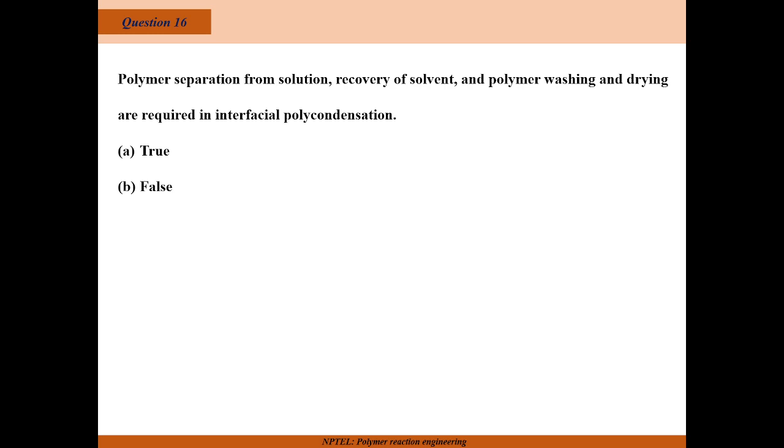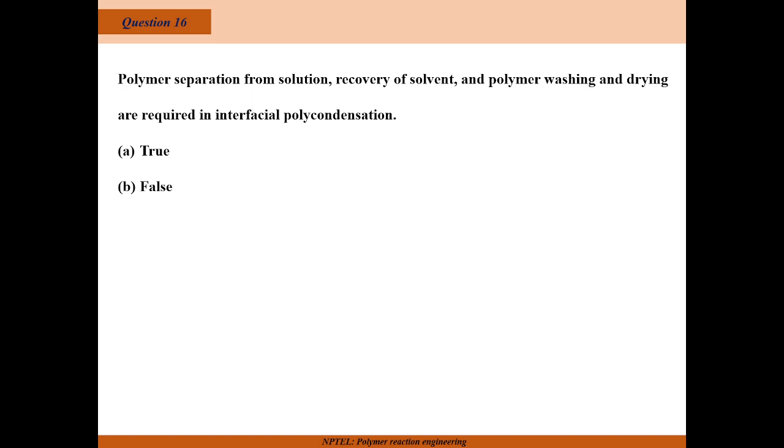Polymer separation from solution, recovery of solvent, and polymer washing and drying are required in interfacial polycondensation. Do you think these are the properties for interfacial polycondensation or not? It should be for solution. Yeah. In both of them we are talking about some kind of solution. In one, the solution forms an interface, and in the other, the idea is different. Do you think this is applicable for interfacial polycondensation? No, actually this one is true for solution, not interfacial. As sir said, this is a statement for solution polycondensation.